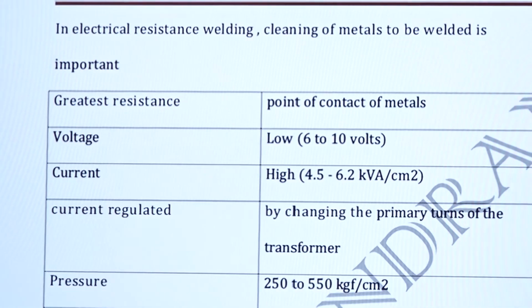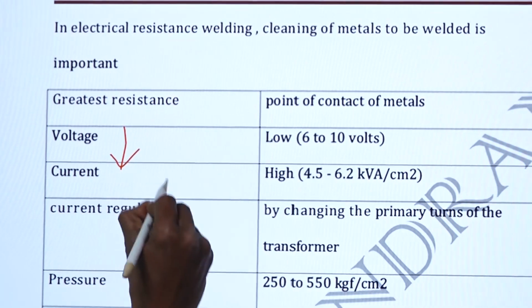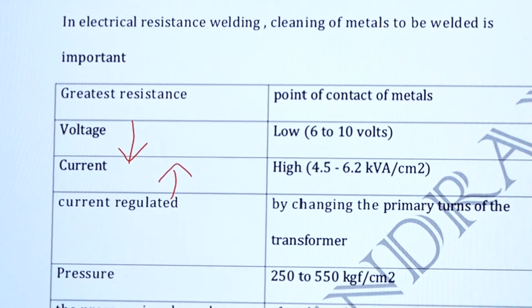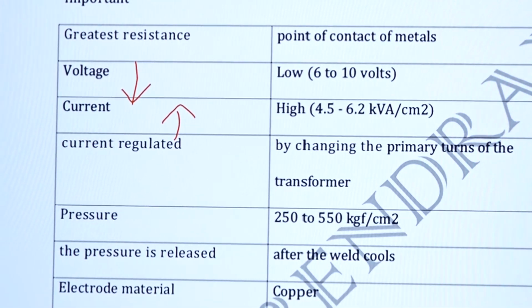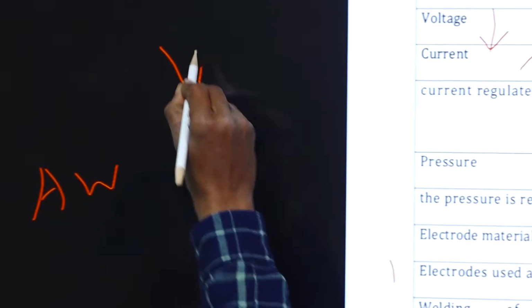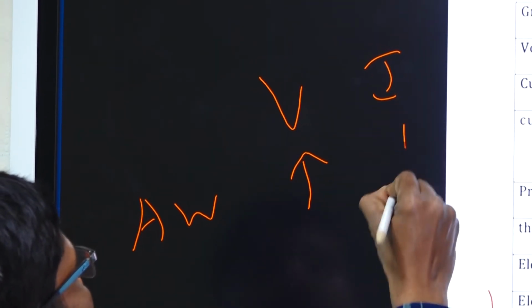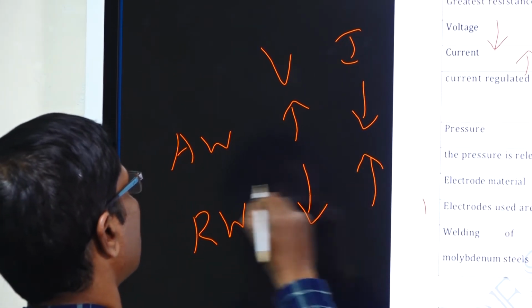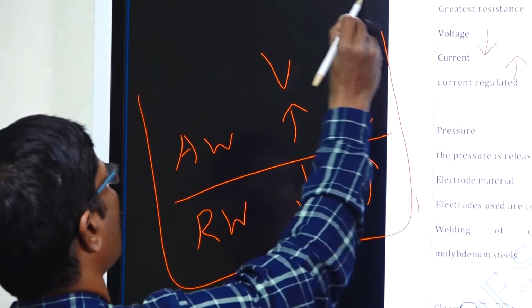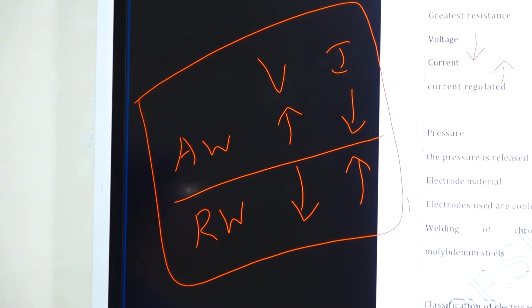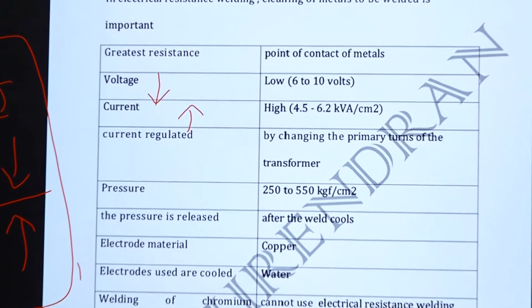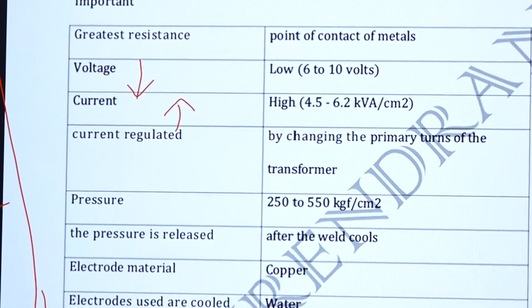It has low voltage and high current. So you should remember: resistance welding has low voltage, high current. Arc welding has high voltage, less current. So this is the major difference between arc welding and resistance welding. Arc welding has high voltage, resistance welding has low voltage.